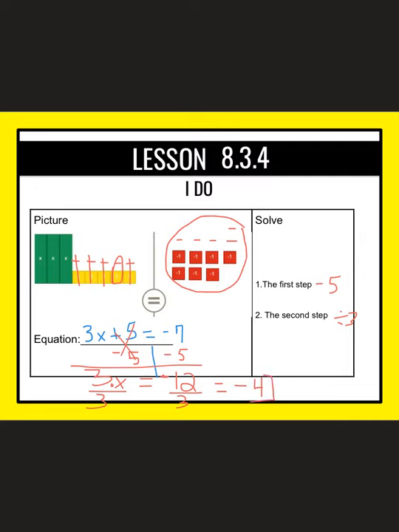You can always go back and check your solution by substituting it. So 3 times a negative 4 plus 5, if you type that into your Desmos calculator, that should equal negative 7. Negative 12 plus 5 is equal to negative 7, which is equal to negative 7 on both sides. So your solution works. So we're looking at a picture and using that model to write our equation.